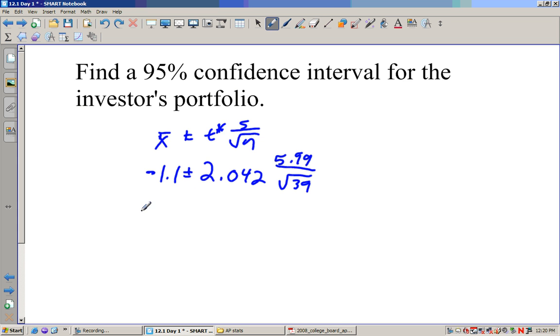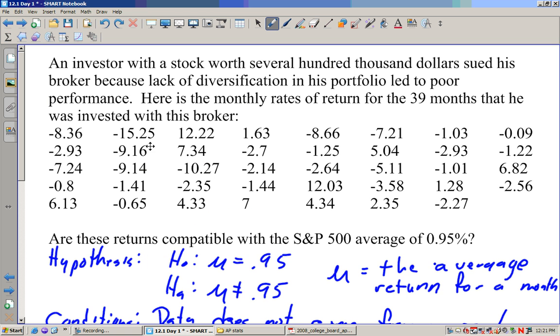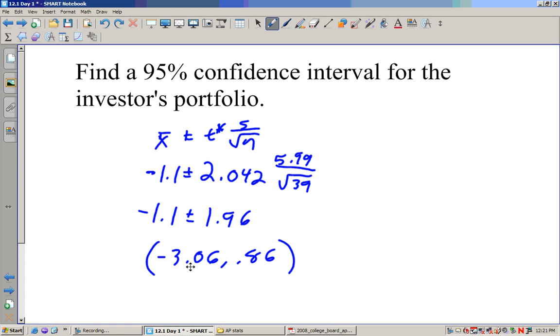Now if I multiply this all out, this would be 1.96. So this goes from negative 3.06 to 0.86. So notice my 95% confidence interval did not contain my null mean of 0.95. So that's another way that we can say we would reject the null hypothesis, because the null mean is not in this confidence interval.